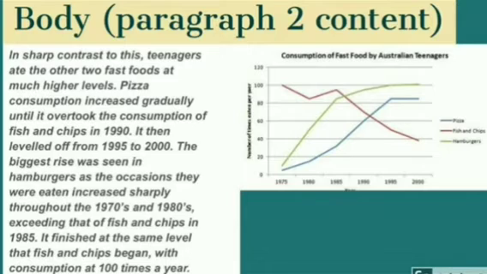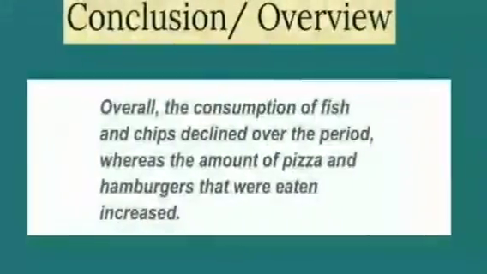Pizza consumption increased gradually until it overtook the consumption of fish and chips in 1990. It then leveled off from 1995 to 2000. The biggest rise was seen in hamburgers, as the occasions they were eaten increased sharply throughout the 1970s and 1980s, exceeding that of fish and chips in 1985. See children, here you have a year-by-year analysis. In a very detailed manner, year-by-year analysis has been done in comparison with the consumption of pizza, fish and chips, and hamburgers.